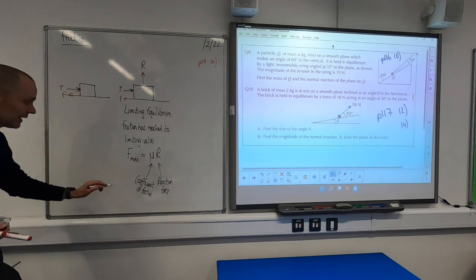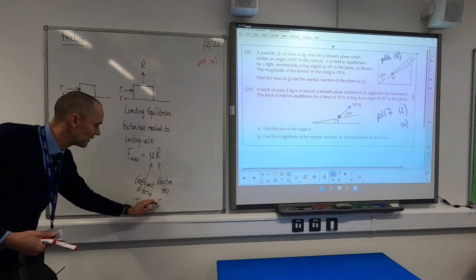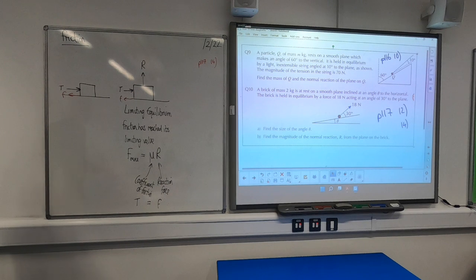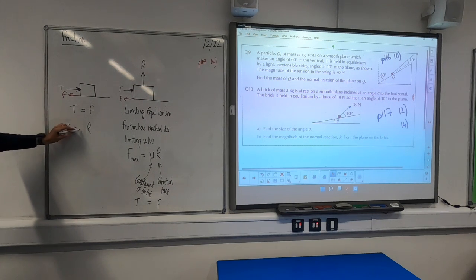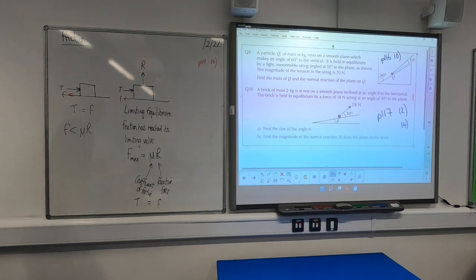At this point, T and F are still the same. Okay? At this point, when T is less, T and F are the same, but F is less than mu R. It's less than mu R. It hasn't reached that maximum value.